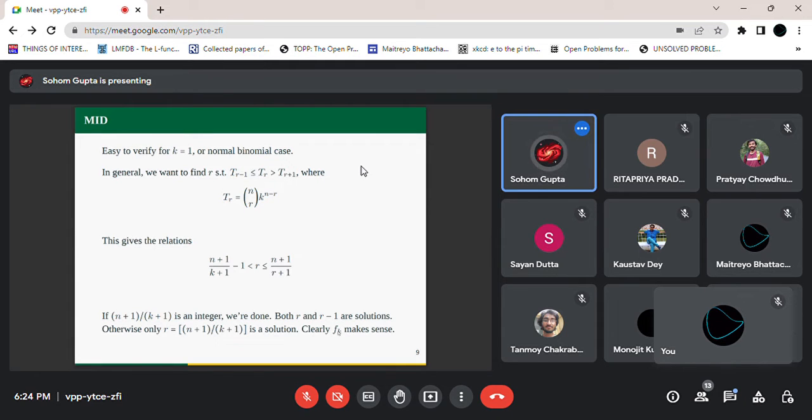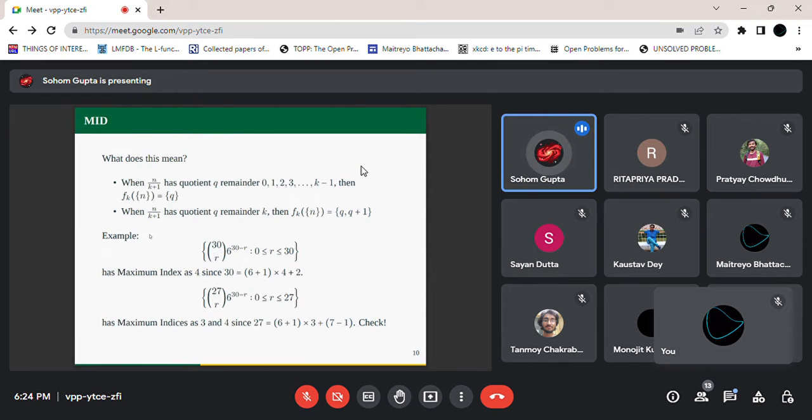Clearly, f_k definitely makes sense now, because this is the value where r is maximized, and you can clearly see that r minus 1 is no longer a solution in that case, because if you put it down, it's too small. But if this is an integer, then r minus 1 is an integer, which is basically (n plus 1) over (k plus 1) minus 1. This is also an integer. So in that case, both of the terms are the same.